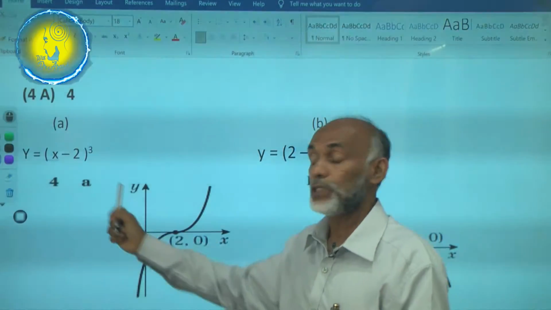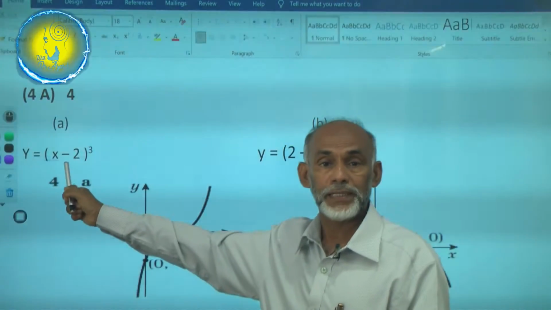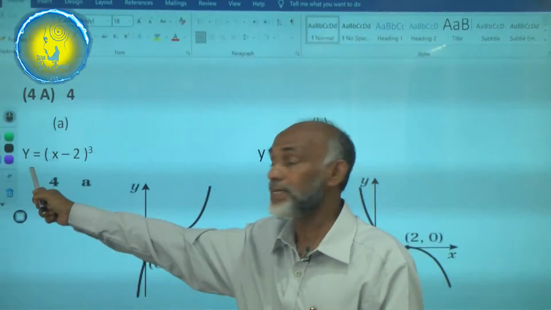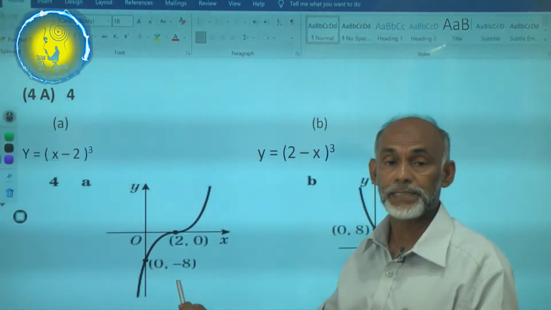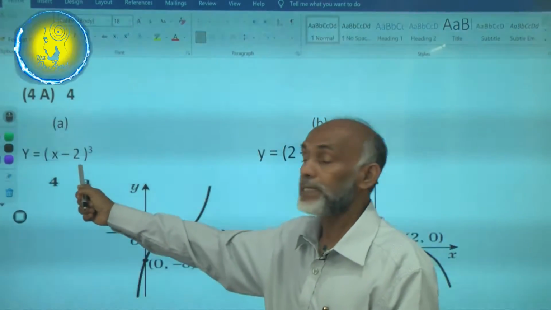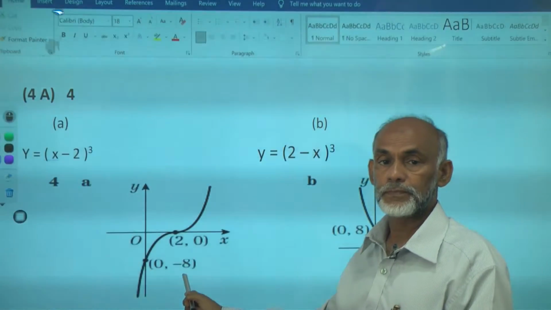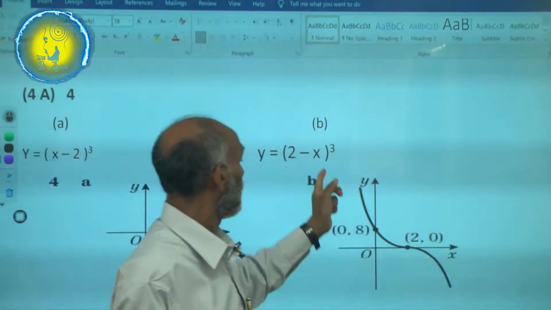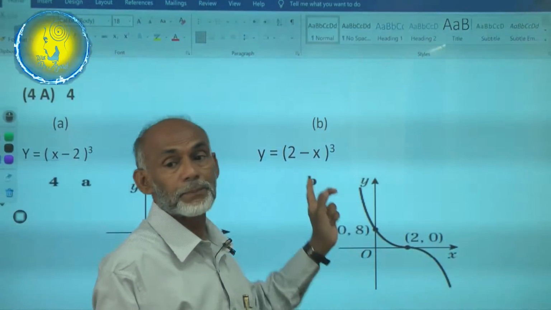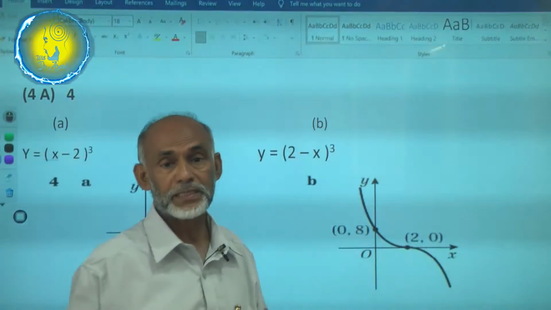Here x is equal to 2. The y-intercept could also be identified. You assume x is 0, then you will be able to identify minus 8. Minus 2 is repeated 3 times, you get minus 8. And in this case too, the same. The 2 is repeated 3 times and you get 8. The y-intercept is 8.